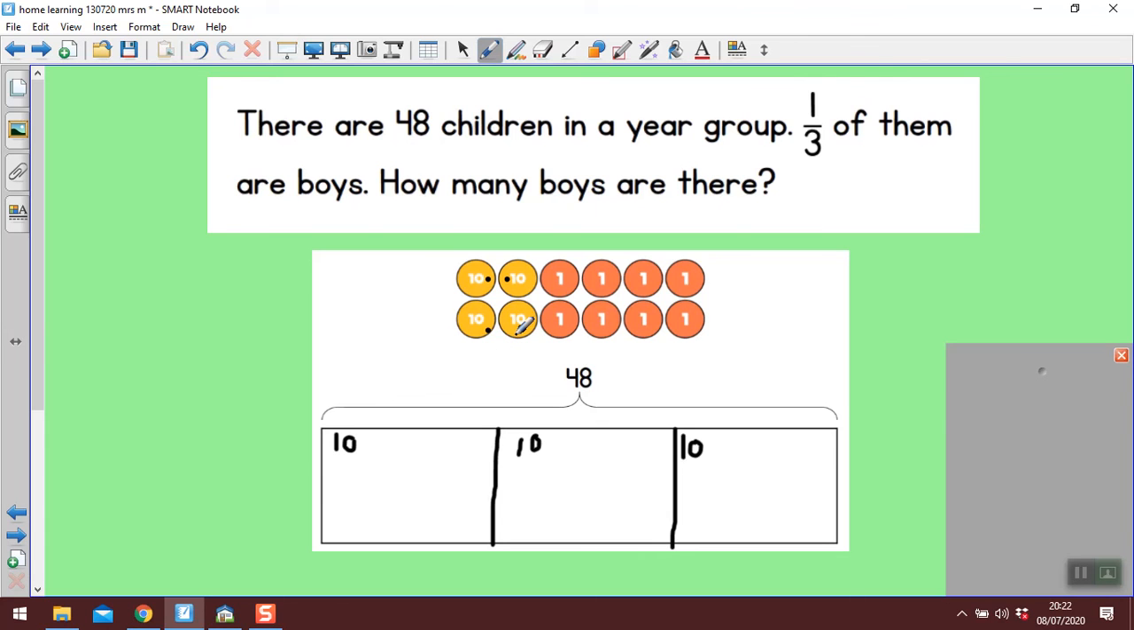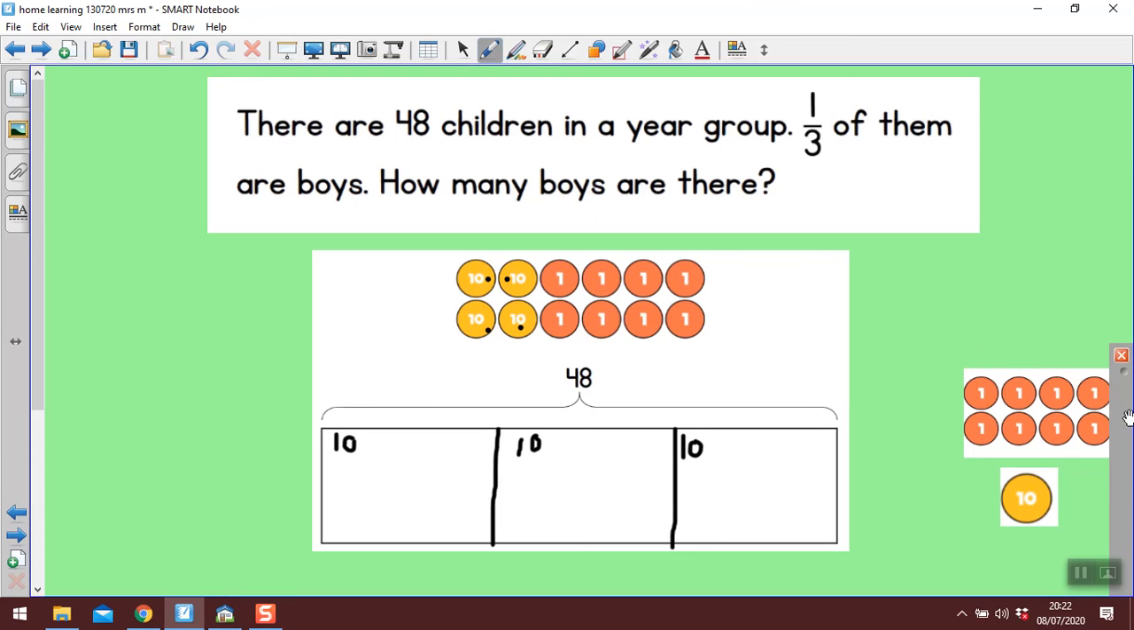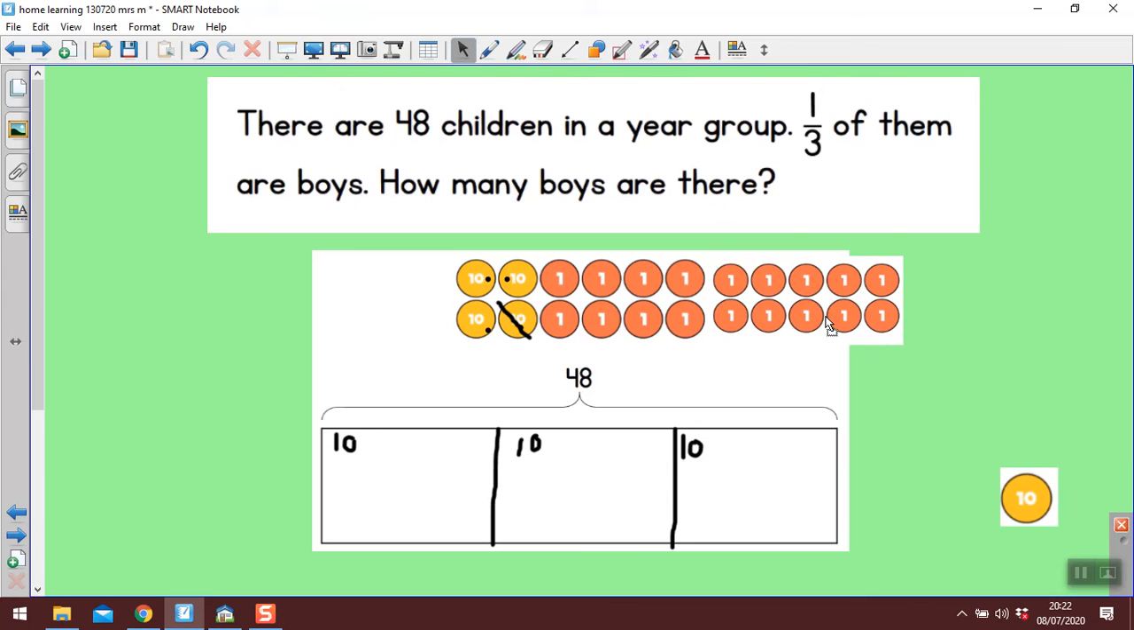I could swap it for 10 1s. So now I've got 10 1s and I'm going to get rid of that one. So I'm going to cross this out and I'm going to bring in 10 ones. So I can now share the rest of these ones out, hopefully into equal groups. So that is going to come here. This one is going to come here. This one. And then share these 3 out.